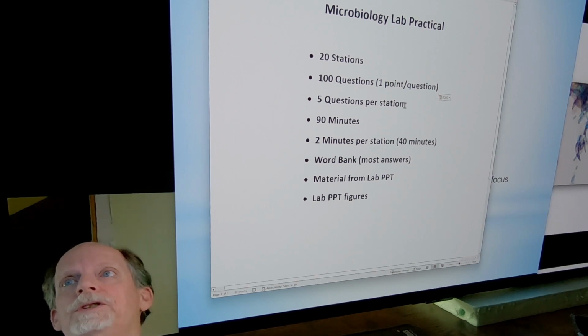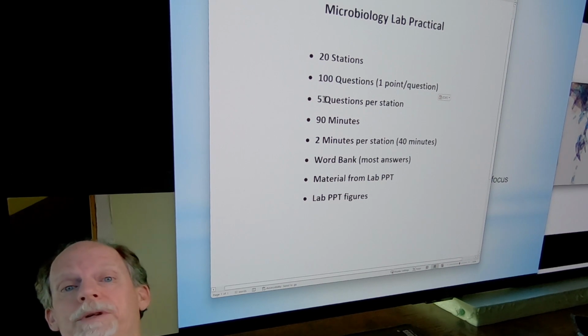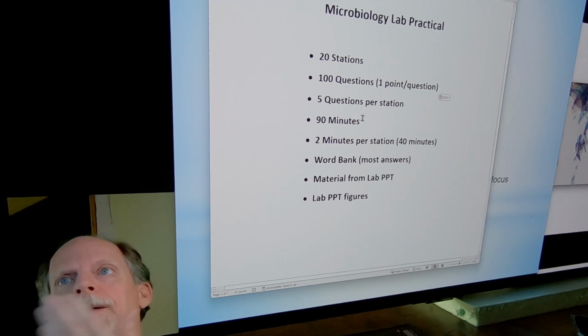There are 5 questions at each station. Most of the time they ask questions about whatever that station's about. You do have 90 minutes. After 90 minutes, you'll be asked to turn in your form, and in the past that has been more than enough time.